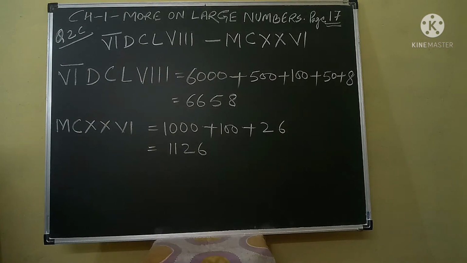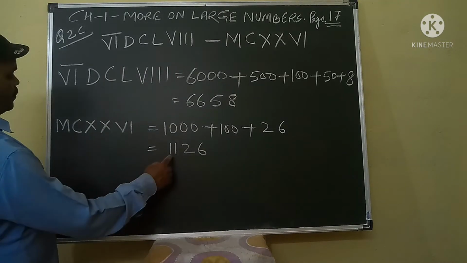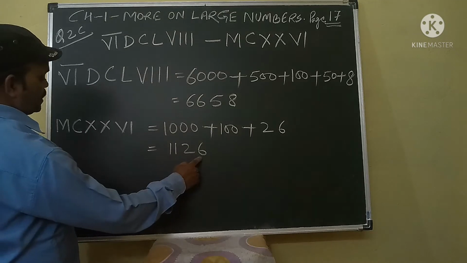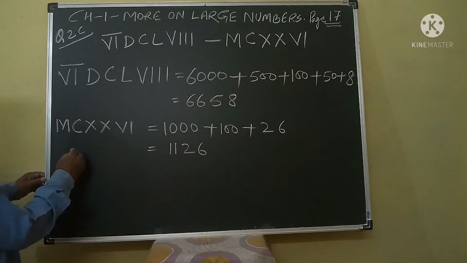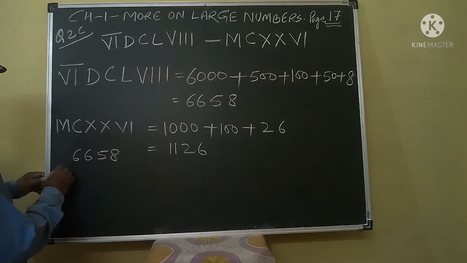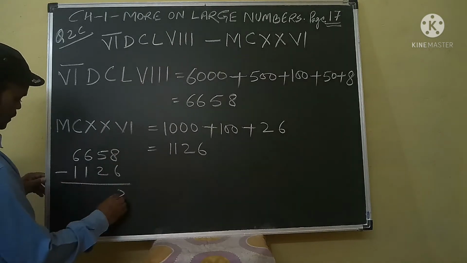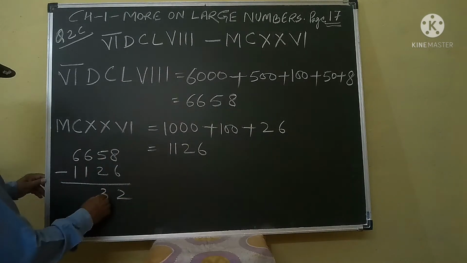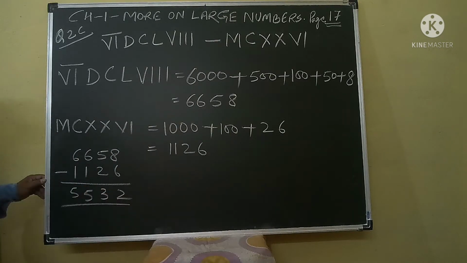Then after that, what will you do? 1126 is subtracted from 6658. 6658 minus 1126: 8 minus 6 is 2, 5 minus 2 is 3, 6 minus 1 is 5, 6 minus 1 is 5. So the answer is 5532.